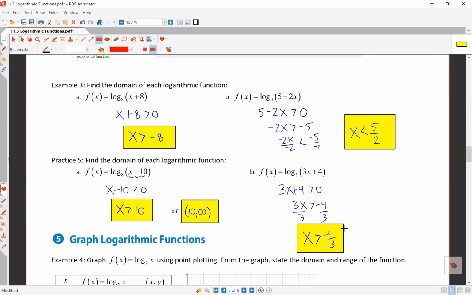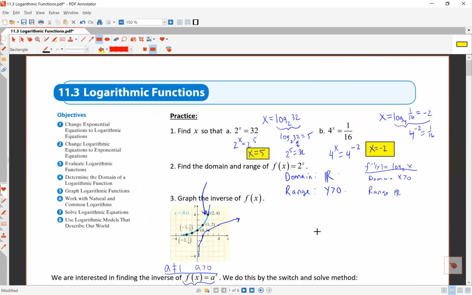And remember, the logarithm's domain being restricted means we won't have a graph for all x's. We will only have a graph for the x values in its domain. And that's what we look at in the next video, Objective 5, Graphing Logarithmic Functions. And this concludes the video for section 11.3, Logarithmic Functions. Objective 4, determine the domain of a logarithmic function.